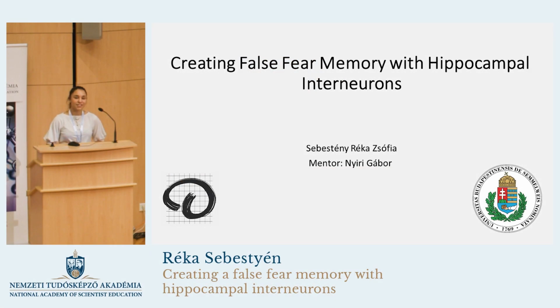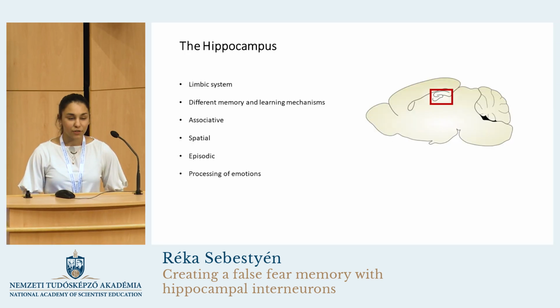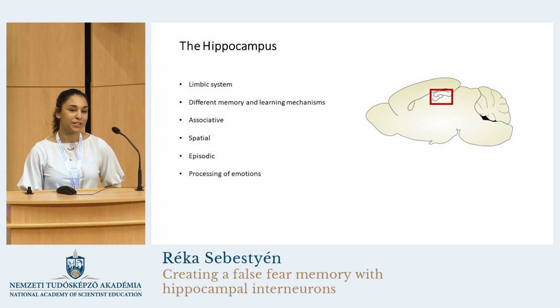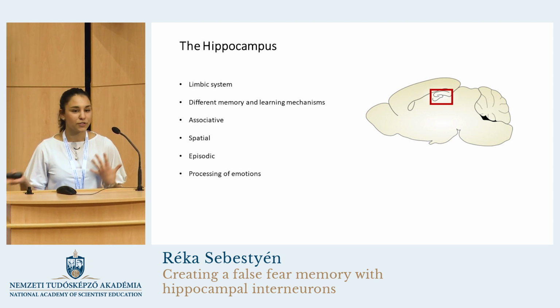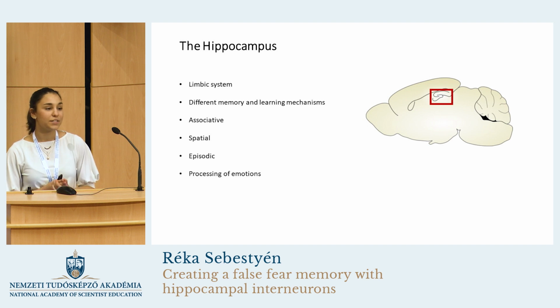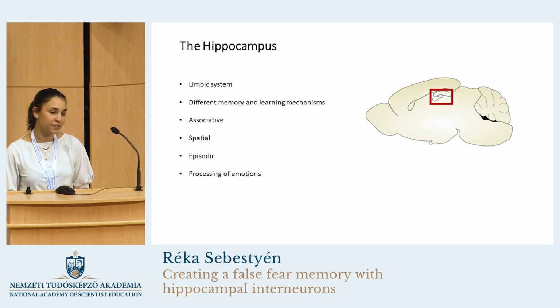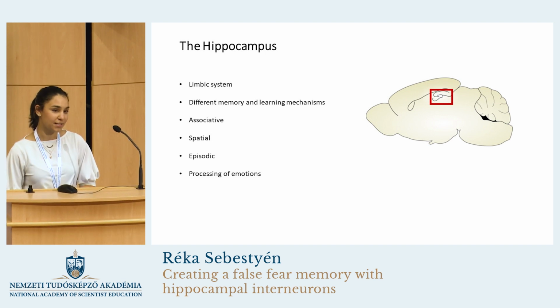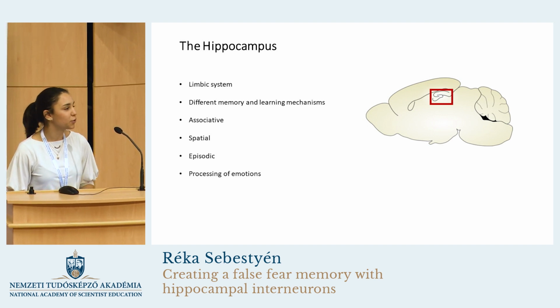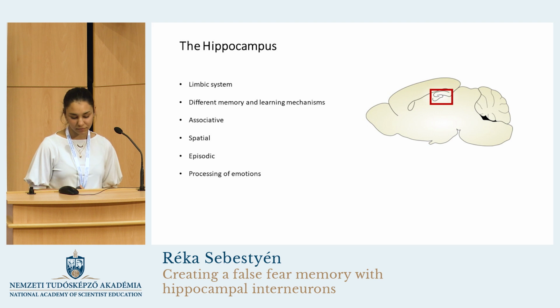In order to aid in the understanding of my work, I would like to briefly explain how the hippocampus exactly stores our memories. So first of all, the hippocampus is part of our temporal lobe and is therefore also part of our limbic system. Its main role is to control different memory and learning mechanisms. These include, but are not solely, for example, associative, spatial, and episodic memories, as well as its role in the emotional processing of these.